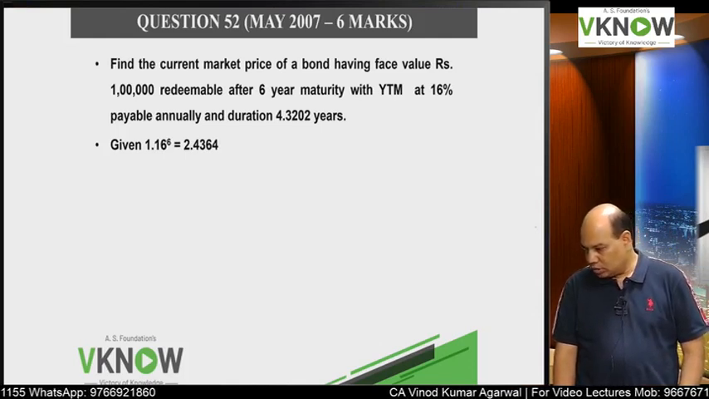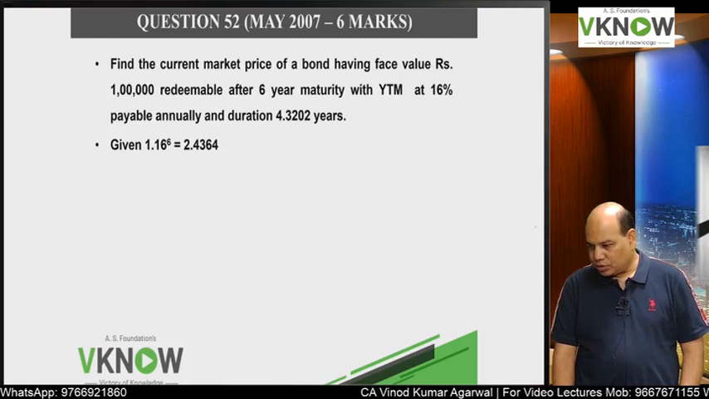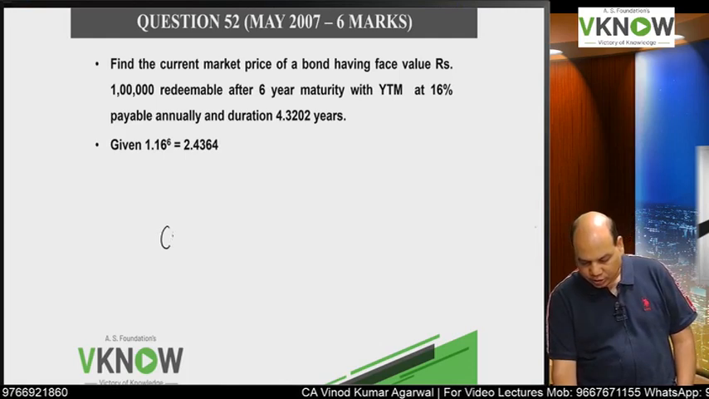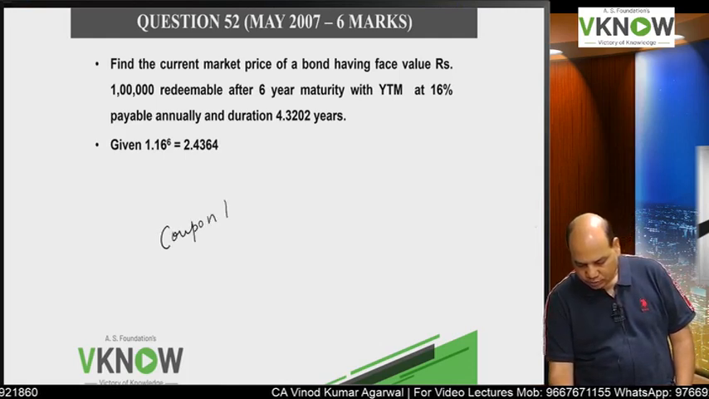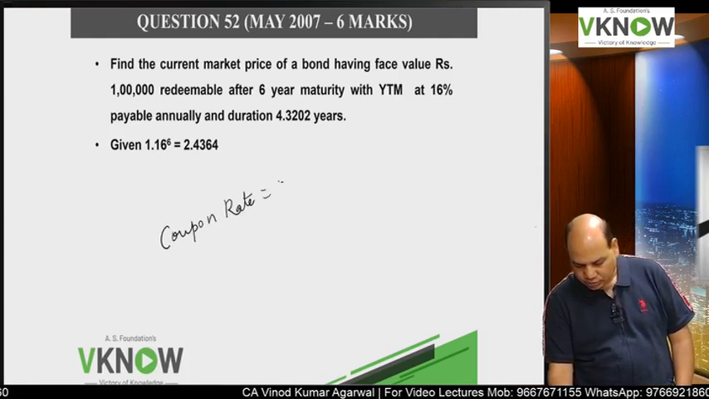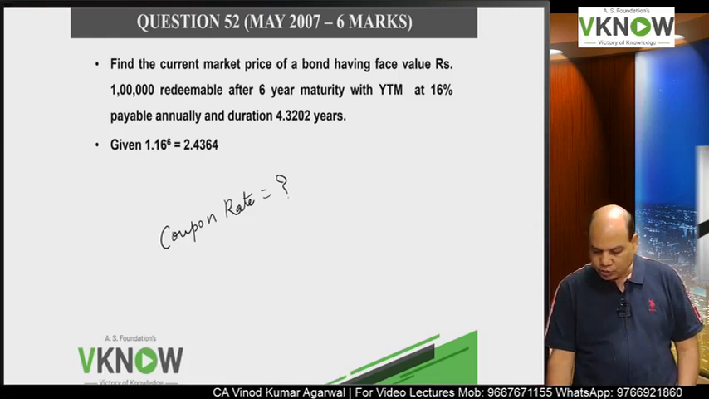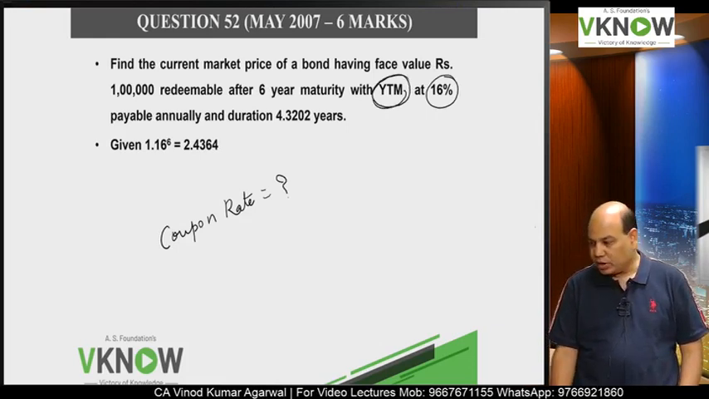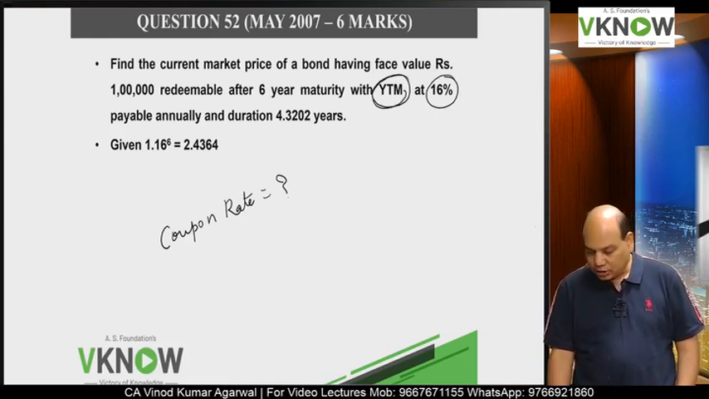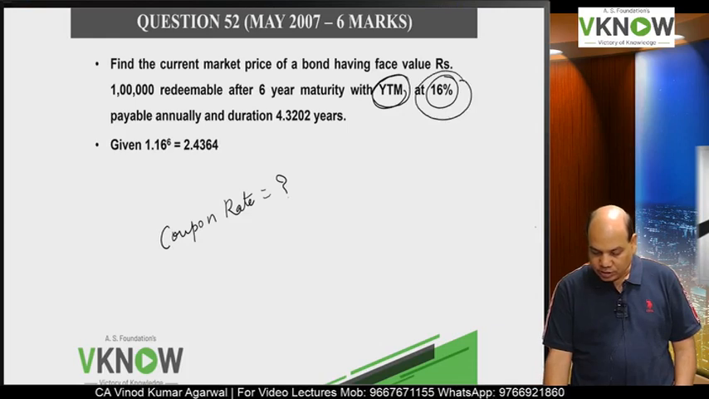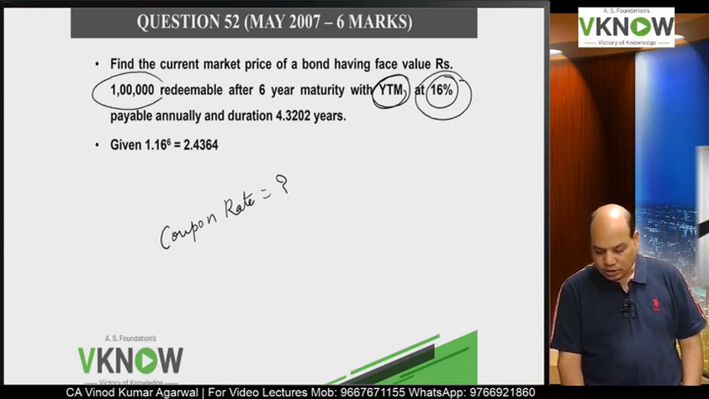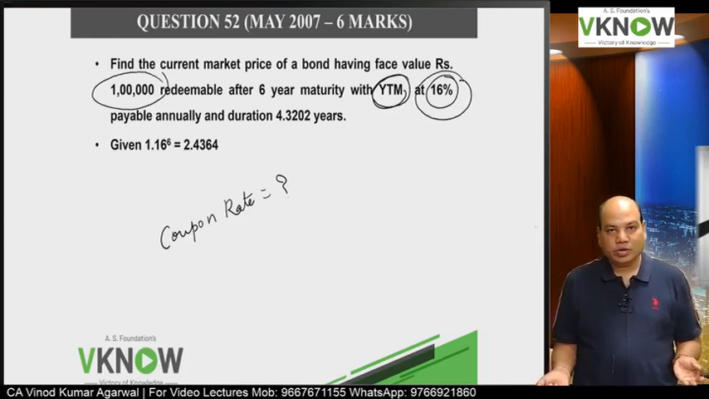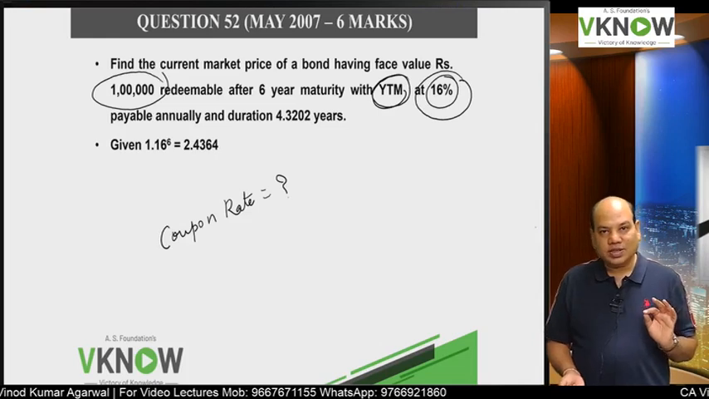So how do we solve this question? We are not given the coupon rate also. You can't assume coupon rate is 16% because YTM and coupon rate are not the same thing. If you assume coupon rate is 16%, then there is no need to solve. The answer will obviously be 1 lakh. So why we need this question? So coupon rate is also missing here.